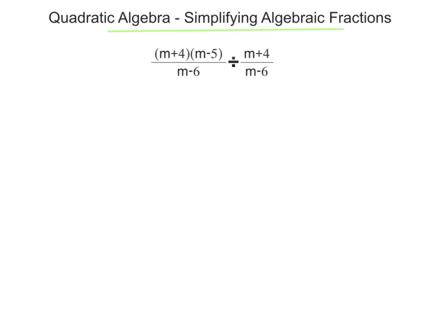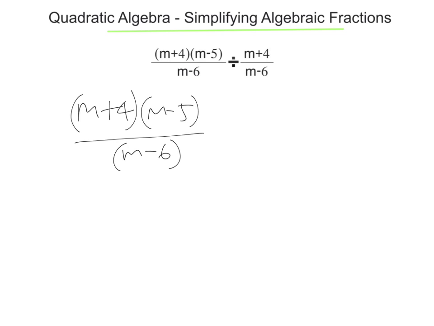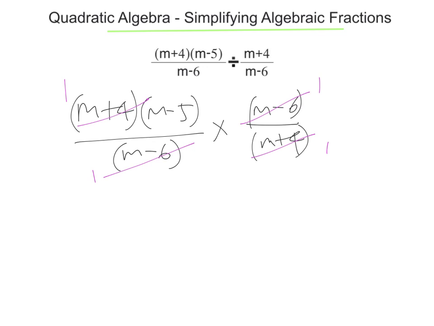In this next question, we need to do the same thing. It's division, so you need to rewrite it as a multiplication and flip the fraction. So m plus 4 bracket m minus 5 over m minus 6, multiply and flip the second one. So m minus 6 will be on the top, m plus 4 will be on the bottom as a denominator, and now I can cancel. M minus 6 once, m minus 6 once, m plus 4 once, m plus 4 once. That's it. So it equals m minus 5 over 1, which is just the same as m minus 5.